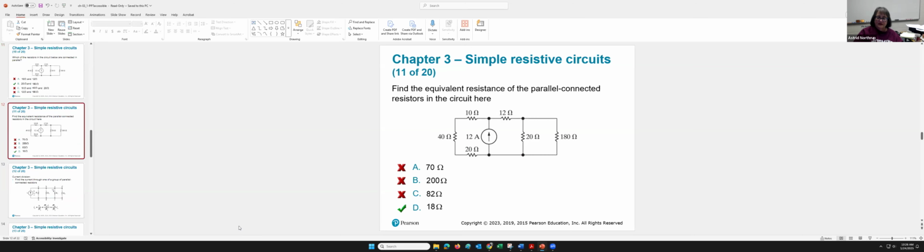Okay, so then the fun begins when we start looking at finding equivalent resistors for parallel connected resistors. So we're looking at the 20 and the 180. So the equivalent resistor, 1 over Req, is going to be 1 over 20 plus 1 over 180. And if you do the math on that, you'll find out that it's 18 ohms. It's important to note that 18 ohms is less than 20 and is less than 180. And that's a requirement for a correct calculation done on parallel resistors.